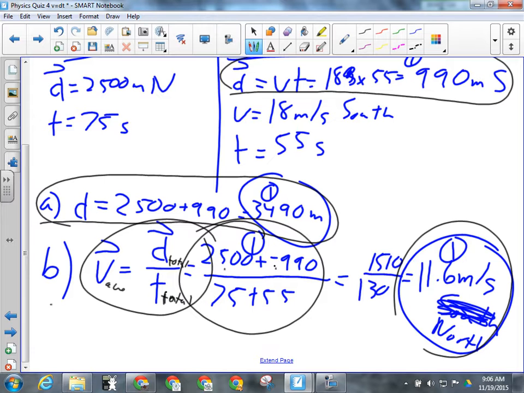Any other questions on that one? Yeah, it's out of 5: 1, 2, 3, 4, and 1 for the givens is 5.